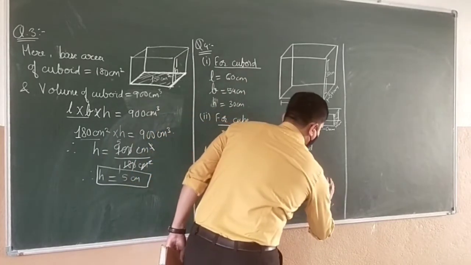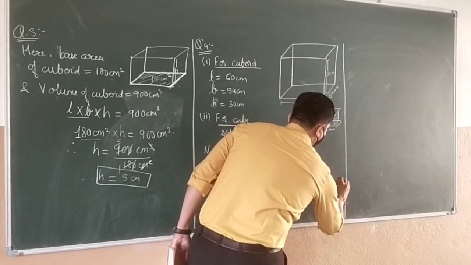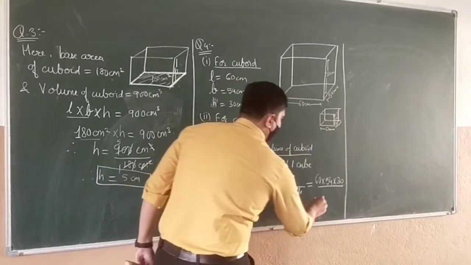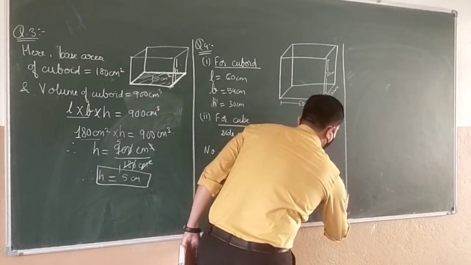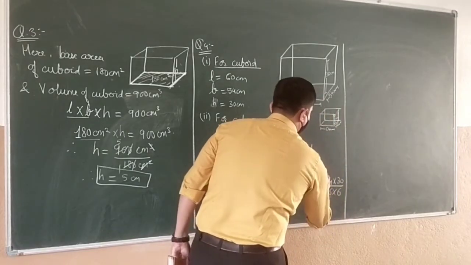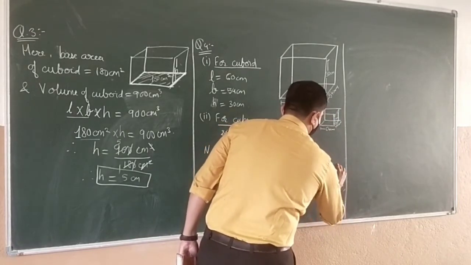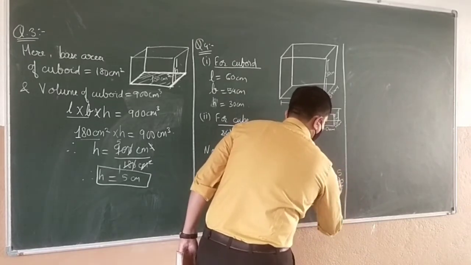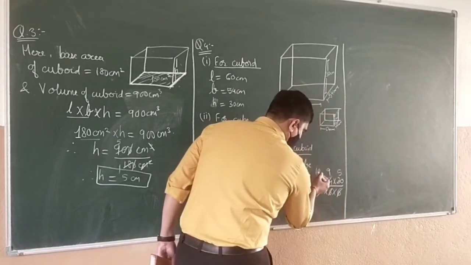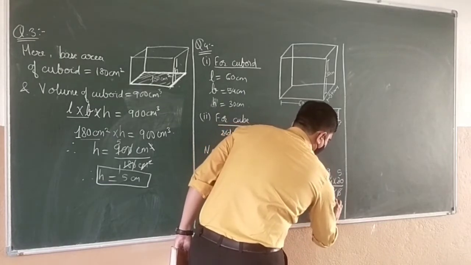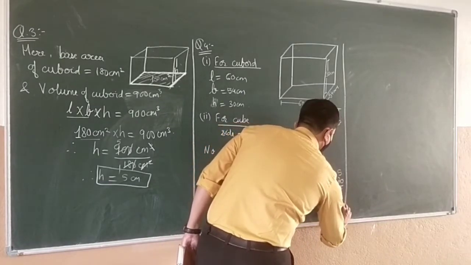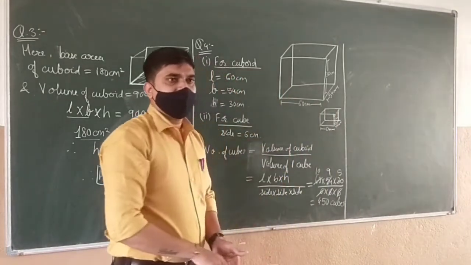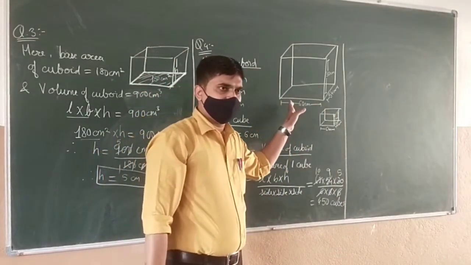Length is what? 60 into 54 into 30 divided by side is 6 into 6 into 6. 6 ones are 6, 6 tens are 60, 6 nines are 54, 6 fives are 30, 9 fives are 45. 45 into 10, 450 cubes that you can place inside the larger cuboidal box.